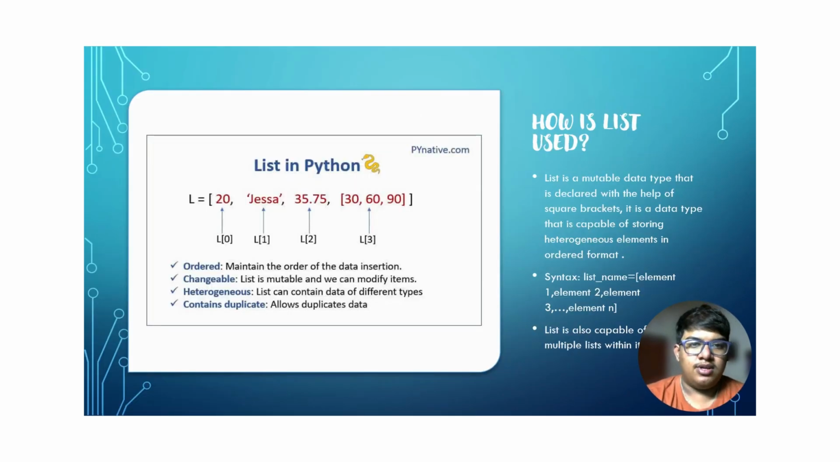To move on, now I'm going to tell you how lists are used. So let us first know a list is a mutable data type. It is declared with the help of square brackets. It is a data type that is capable of storing heterogeneous elements in ordered format. As you see in the photo here, compared to the syntax which I have written, first is the list name, which is L here, equal to the square brackets, which are used for lists, and the elements are given, that is 20, Jessa, 35.75 and so on.